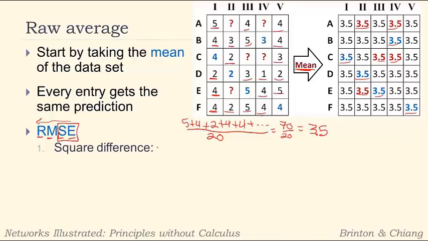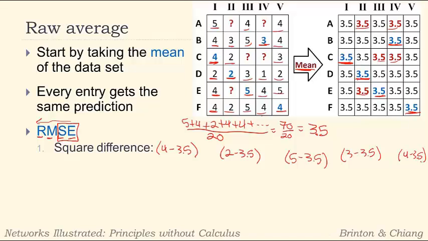When we find the differences, we just have to subtract the values, right? So we take 4 and we subtract the prediction value of 3.5. So 4 minus 3.5. We do this for this 2 right here, and we have another value, 3.5. So we have 2 minus 3.5. We do 5 minus 3.5. We do 3 minus 3.5. And finally, again, 4 minus 3.5.